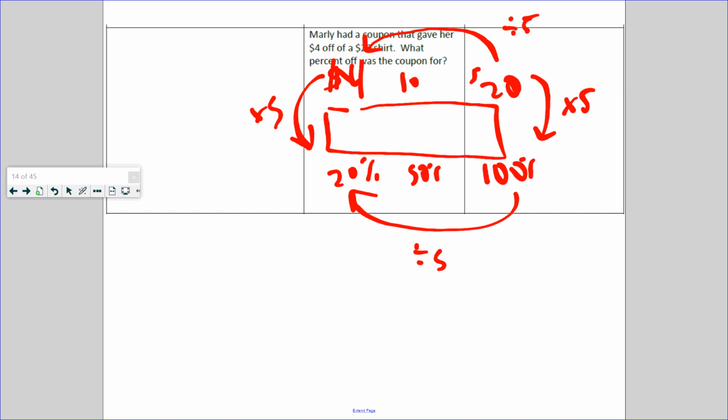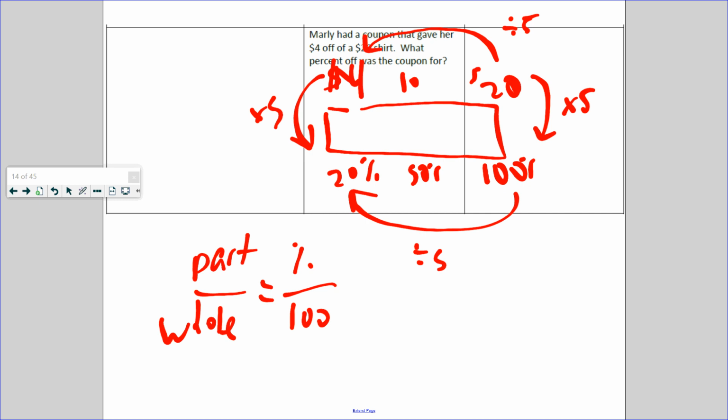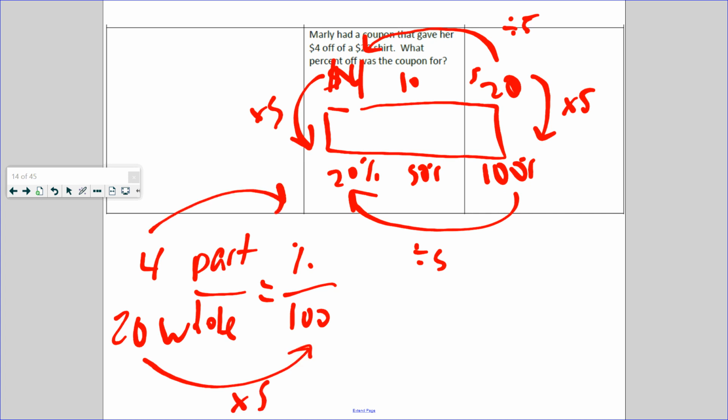Or you can do a percent proportion. Part over whole equals percent over 100. So we don't know the percent. The whole shirt costs $20. What part of it do you save? $4. How do you build 20 to 100? Times 5, times 5, and that's where you get to 20%. And that is percent application.